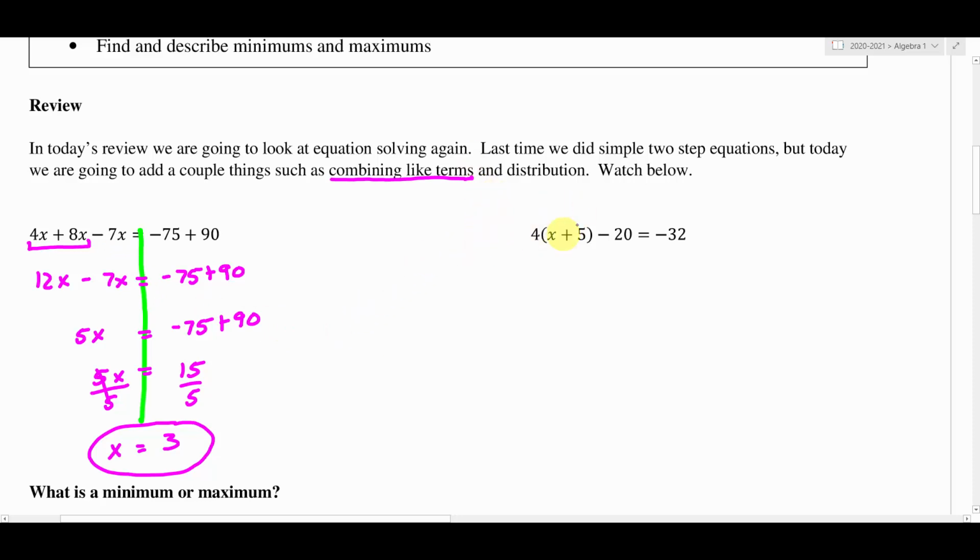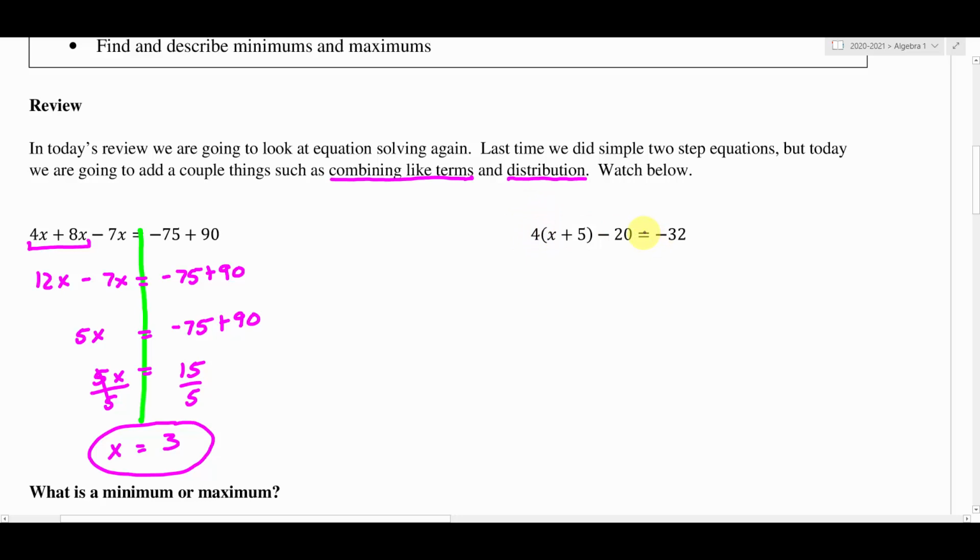All right, let's try this one, right? This one's a little bit different. This one has a set of parentheses in it, and this is where we're going to use a property called the distributive property, or as I like to call it, distribution. All right, so we're going to learn how to distribute the 4 into the parentheses here.